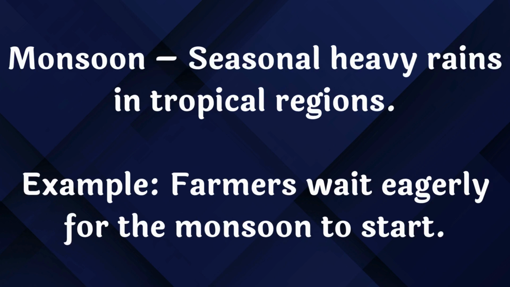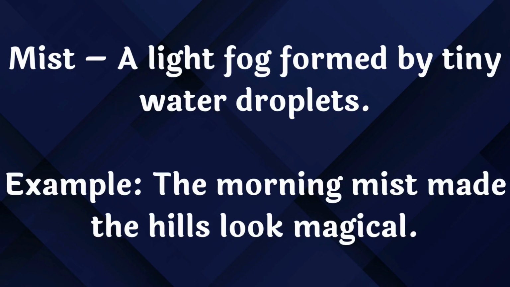Monsoon, seasonal heavy rains in tropical regions. Example, farmers wait eagerly for the monsoon to start. Mist, a light fog formed by tiny water droplets. Example, the morning mist made the hills look magical.